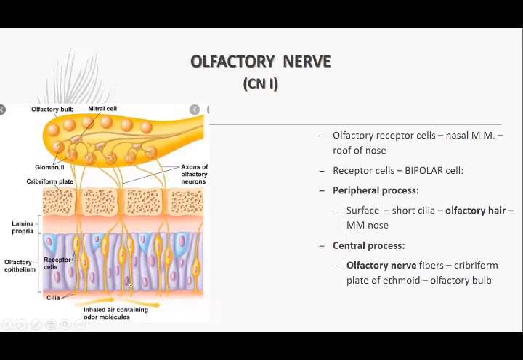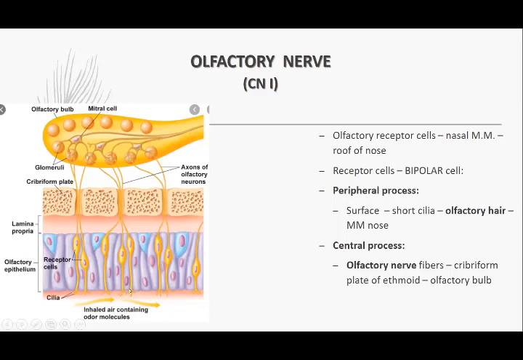So it has a dendrite and it has an axon. Now this dendrite is towards the periphery. At the surface of the mucous membrane, the dendrite divides into multiple branches. These branches are called cilia, short cilia. These cilia lie in the secretions over the mucous membrane. These are also called olfactory hair.